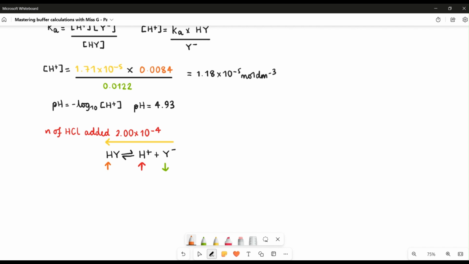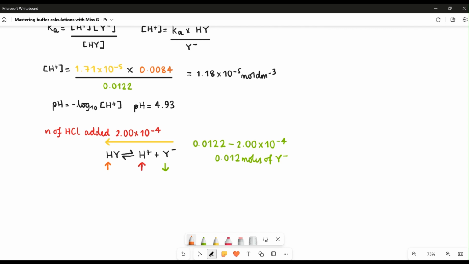So now I know how many moles of HCl have been added. I know that's how much of the H plus is going to react with the Y minus, so that's how much of the salt we are going to lose. So I can take my original moles of salt from the first part of the question, which was 0.0122, and take away the amount that I'm going to lose as the Y minus reacts with the extra H plus, which gives me 0.012 moles of the Y minus after some of it has reacted with the extra H plus.